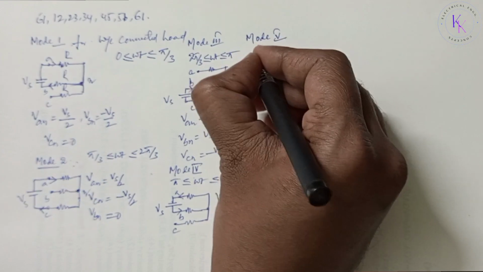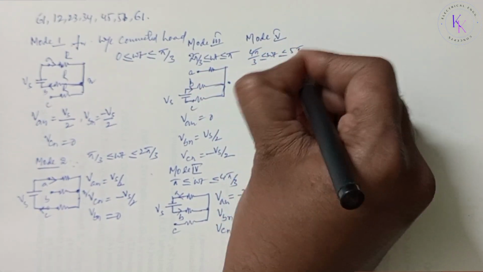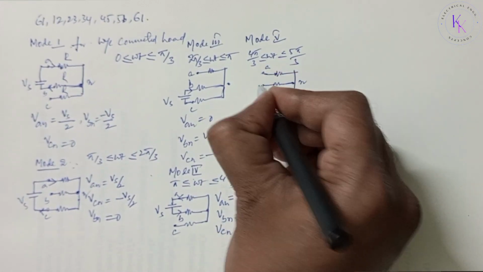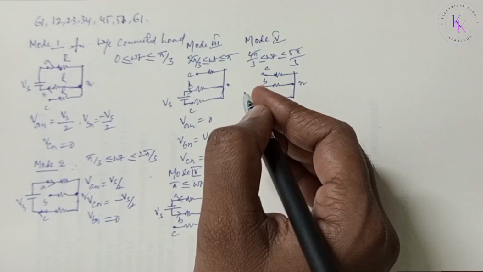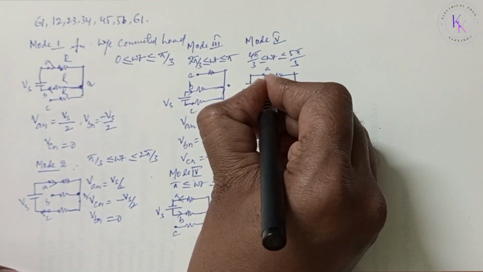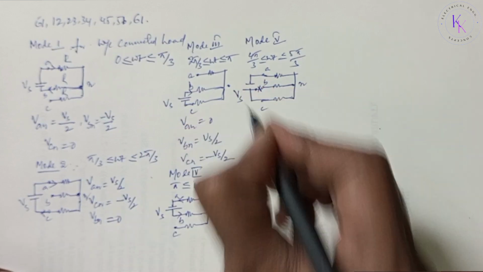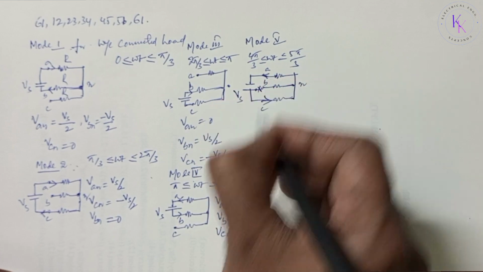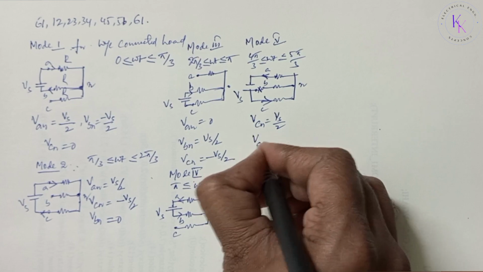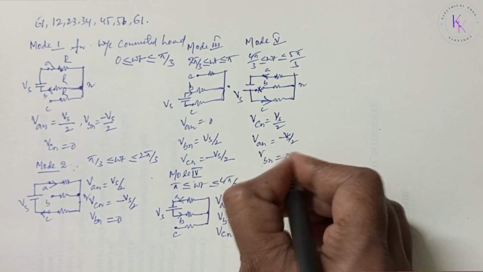Mode 5 is in between 4 pi by 3 and 5 pi by 3. Neutral, A, B, and C. Now B is left alone. Then C is having positive voltage, A is having negative voltage. B doesn't have any connection, then this is my Vs. The current flows from C to A. Then VCN equals Vs by 2, VAN equals minus Vs by 2, and VBN equals 0.